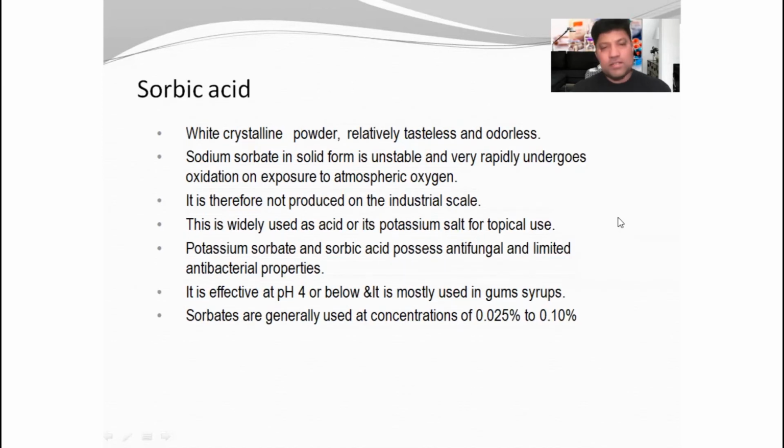Sorbic acid is a white crystalline powder, relatively tasteless and odorless. Sodium sorbate in solid form is unstable and very rapidly undergoes oxidation on exposure to atmospheric oxygen. It is therefore not produced on an industrial scale. It is widely used as the acid or its potassium salt for topical use. Potassium sorbate and sorbic acid possess antifungal and limited antibacterial properties. It is effective at a pH of 4 or below. It is mostly used in syrups. Sorbates are generally used at a concentration of 0.025 to 0.10%.